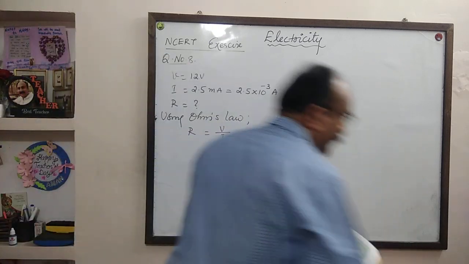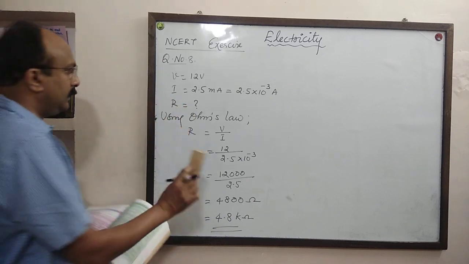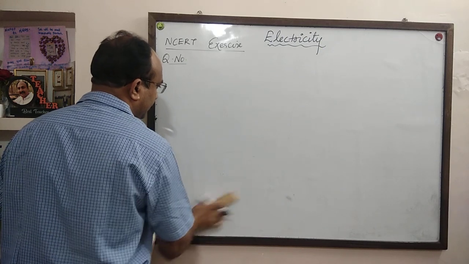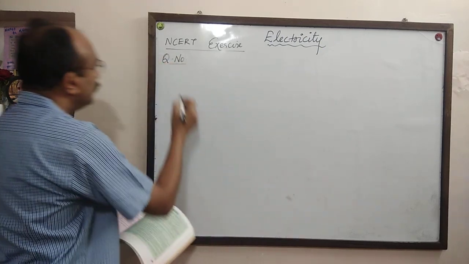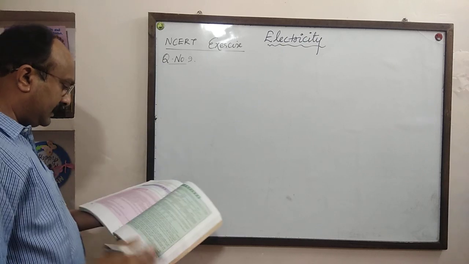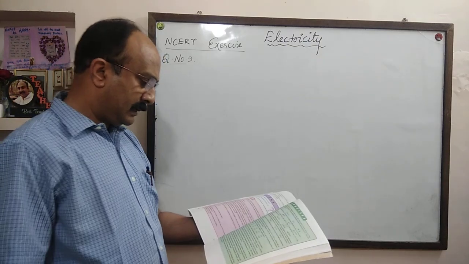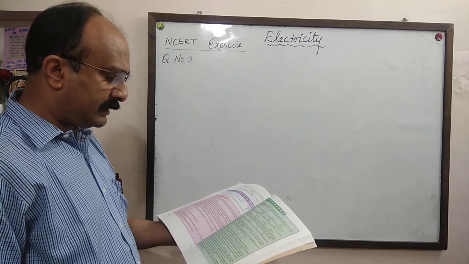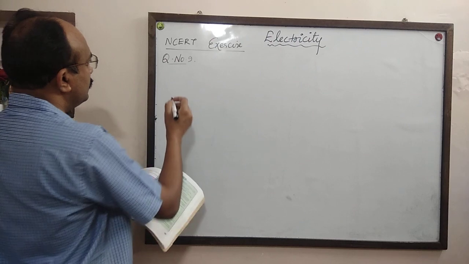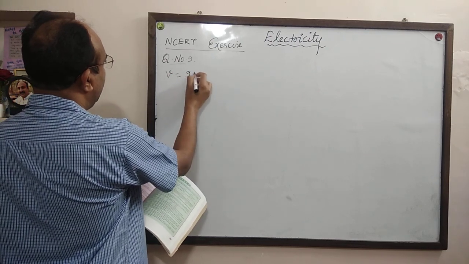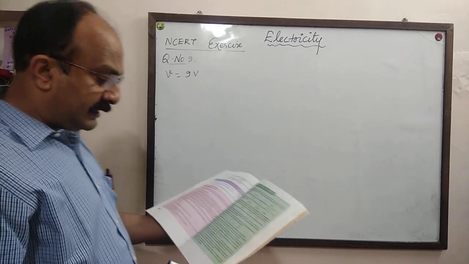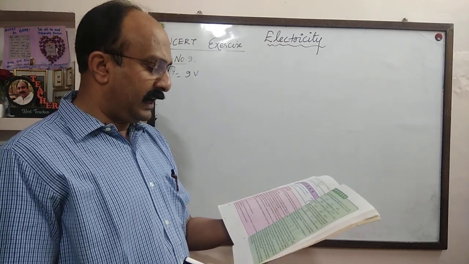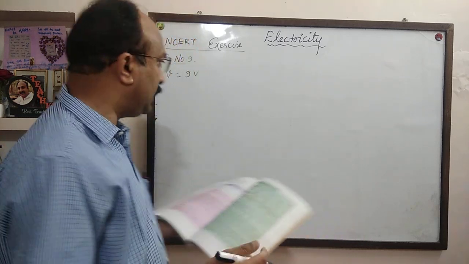Now I am rubbing it. Now question number 9 is: a battery of 9 volt is connected in series with resistors. So V is equal to 9 volt, with the resistors of 0.2 ohm, 0.3 ohm, 0.4 ohm, 0.5 ohm and 12 ohm respectively. There are so many R's.